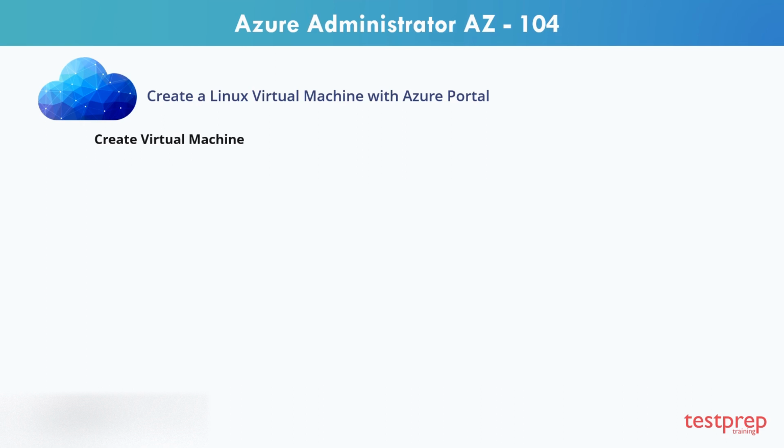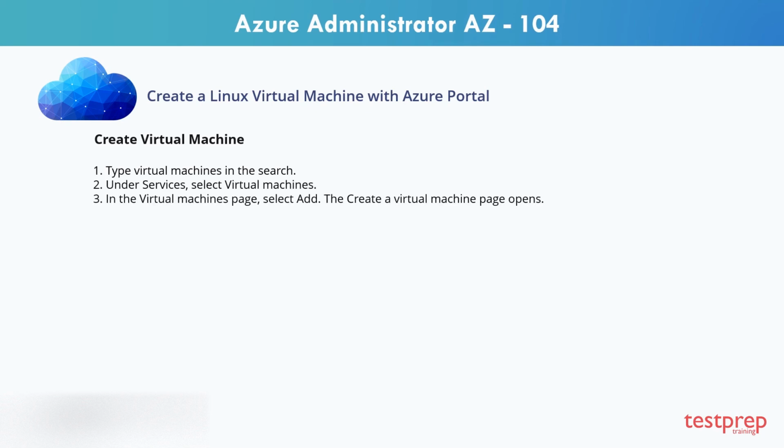Let's now create a Linux virtual machine with Azure Portal. 1. Type virtual machines in the search. 2. Under Services, select Virtual Machines. 3. In the Virtual Machines page, select Add. The Create a Virtual Machine page opens.